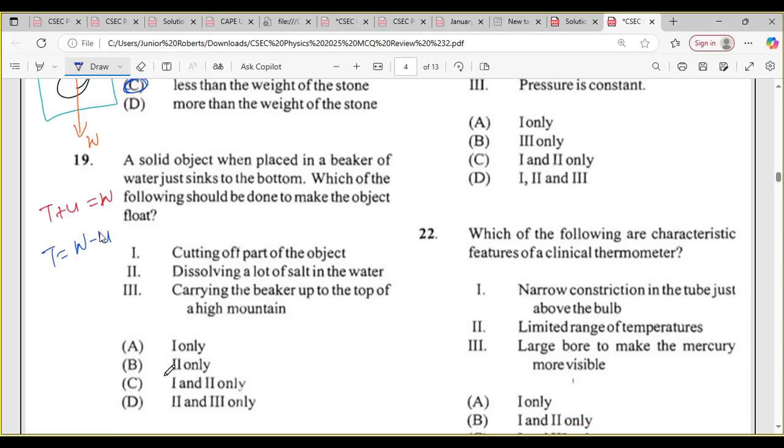19 now says, a solid object when placed in a beaker of water just sinks to the bottom. Which of the following should be done to make the object float? So we have cutting off part of the object. If you cut off part of the object, that will not do anything to allow it to float. So let's take that out. So let's cross out A and cross out C. B now, option 2 I should say, says dissolving a lot of salt in the water. Yes, we can do that, and that will increase the density of the water and make the object have a greater probability of floating. 3 now says carry the beaker up the top of a high mountain. This will not do anything to allow it to float, so we cross that out, so we're going to be stuck with B for number 19.